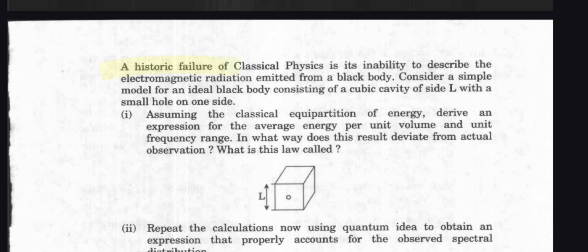A historic failure of classical physics is its inability to describe the electromagnetic radiation emitted by a black body. Consider a simple model for an ideal black body consisting of a cubic cavity of side L with small holes on one side. Assuming the classical equipartition of energy, derive an expression for the average energy per unit volume in unit frequency range. In what way does the result deviate from actual observation? What is the law called?